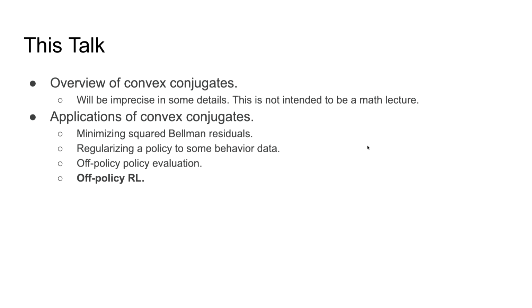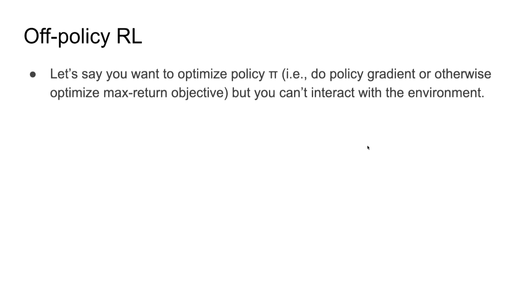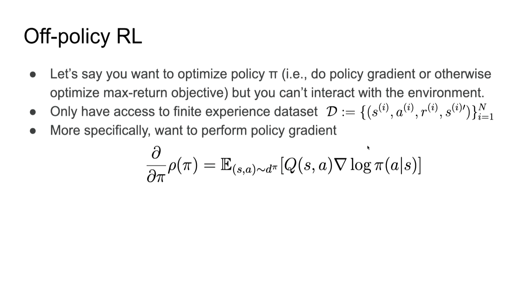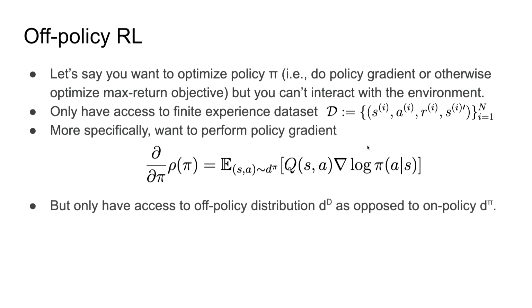Okay, almost done. One last application, maybe the most interesting one. Now we don't care about evaluation; we care about policy optimization. As I mentioned at the start of the talk, we have some experience data set where we don't know where it came from, but now we want to do RL. So we want to do something like policy gradient. But the issue is that for policy gradient, you usually need access to the on-policy distribution, and in our case, we only have access to some off-policy distribution.